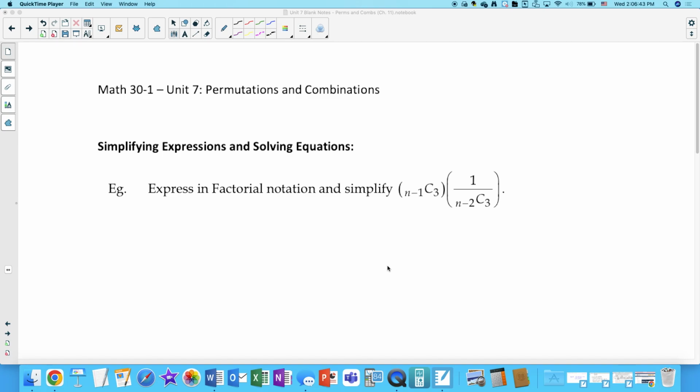Yes? When are the quizzes and unit tests? Quiz for this unit is on Tuesday next week. Unit test is on Thursday. So we will hopefully have a review period Friday and Monday. Quiz Tuesday, go over the quiz Wednesday, unit test Thursday. Okay?